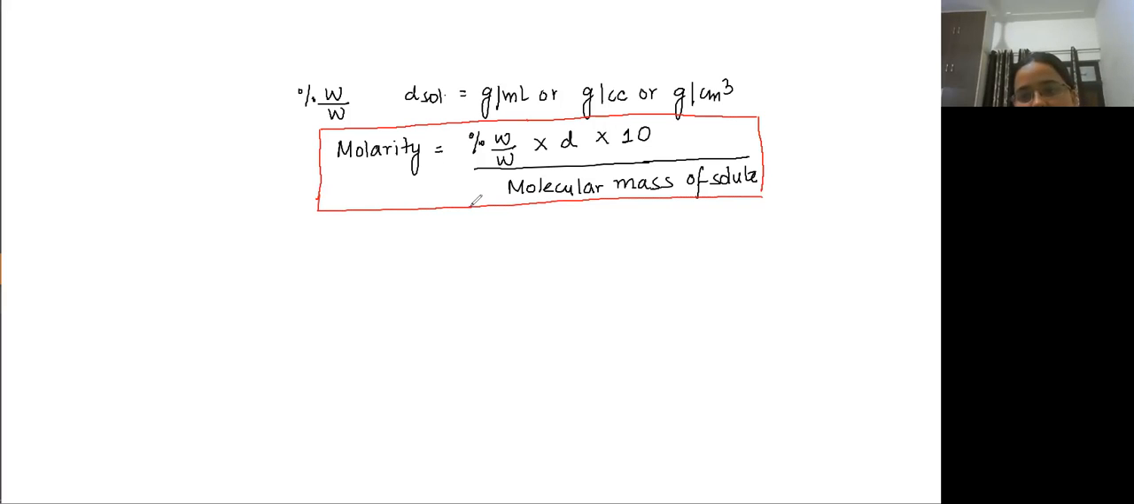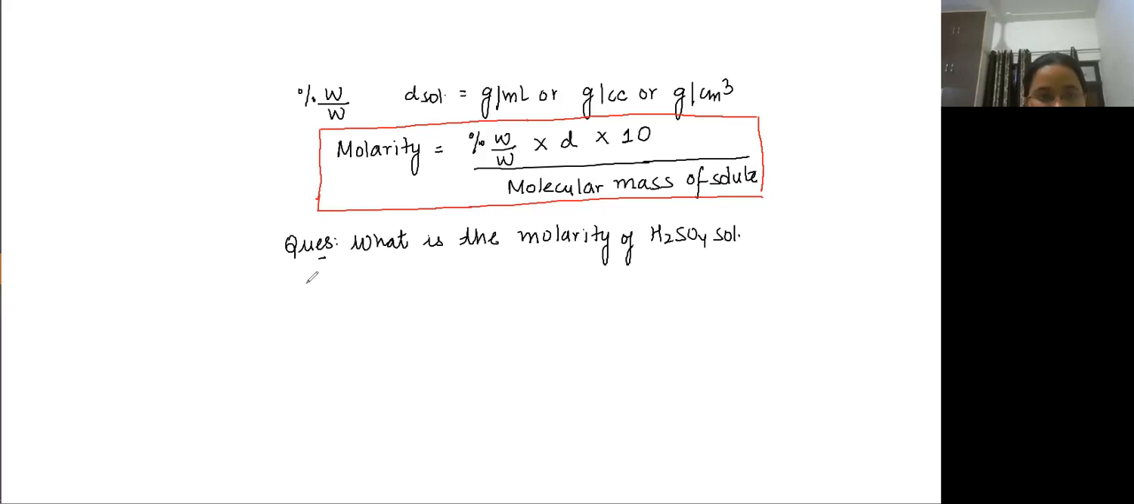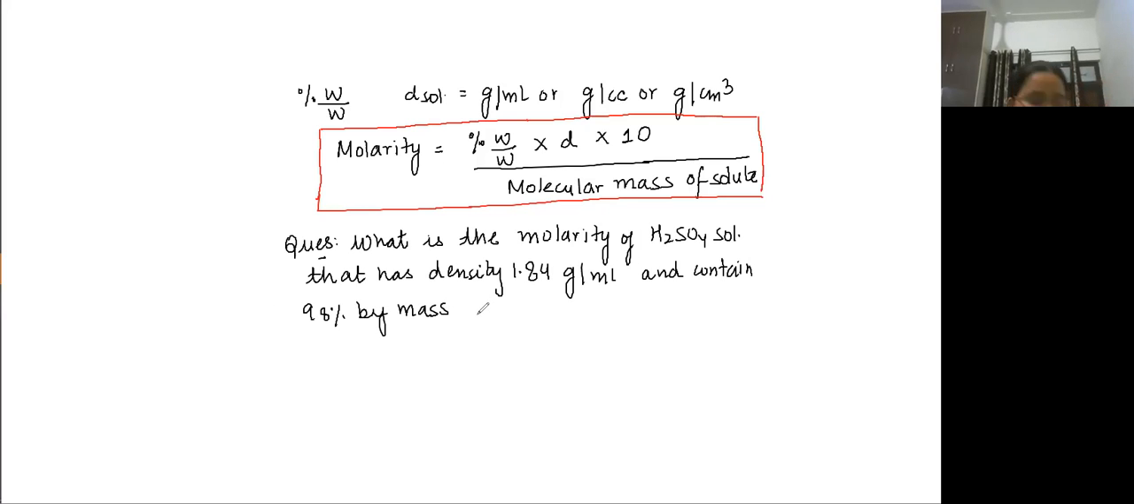So the next type of question is: what is the molarity of an H2SO4 solution that has density 1.84 gram per ml and contains 98% by mass, by mass means weight by weight, of H2SO4? So how will you do this?